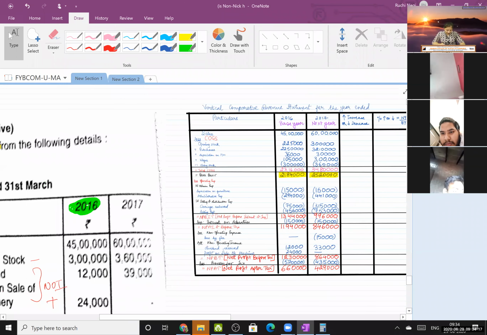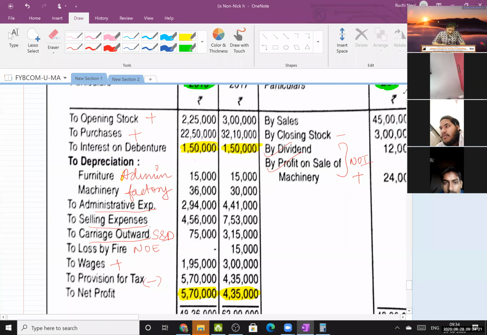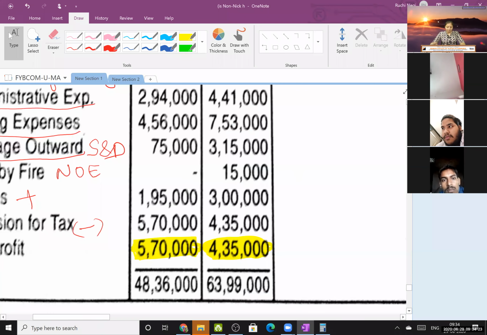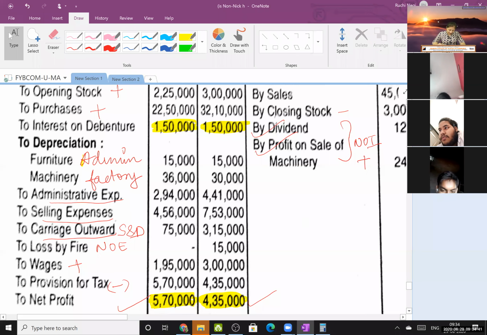Fine, students, I'll check with the question. I hope the figures which they have given in this question, 5 lakh 70 and 4 lakh 35, are right. So let me check. I have to check these figures because this answer and our answer should be the same. If it is not coming, either there is a mistake in the question or we made a mistake. But I have checked, all the plus and minus is right, whatever we have done.